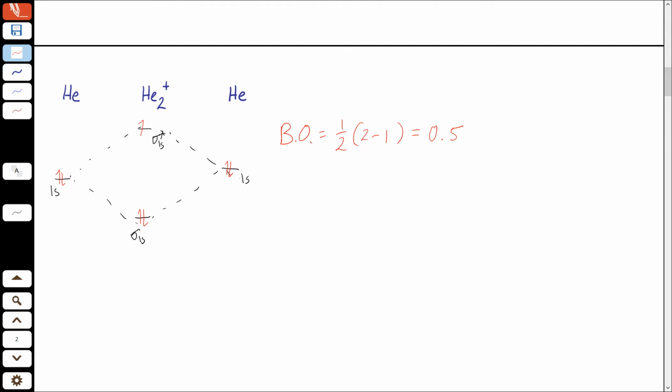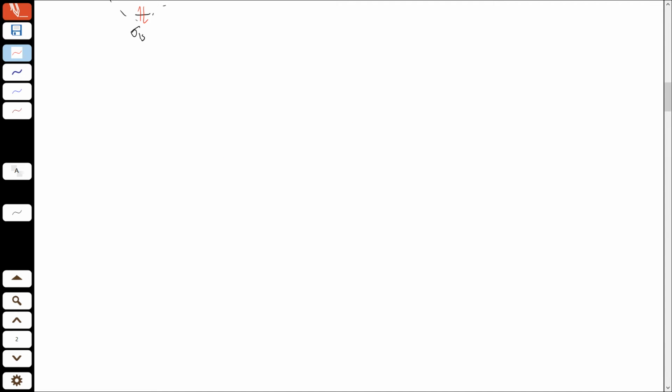All right. So that's basically how this works. Let's look at what happens when we get a little bit more complicated. We get into the n equals 2 level, and we start dealing with p orbitals. So I'm going to pull up some pictures from the book here.